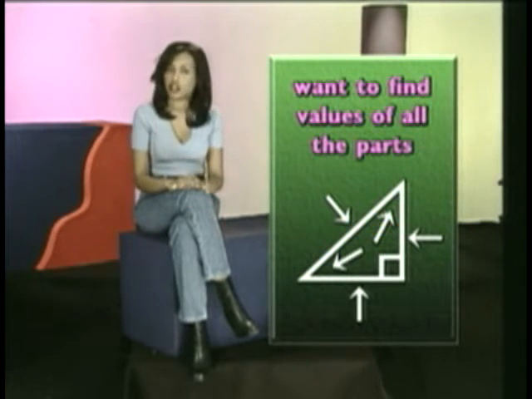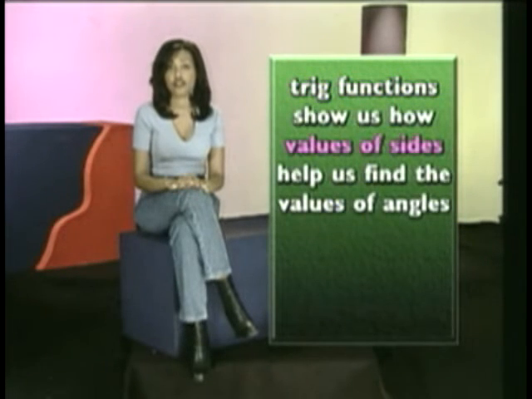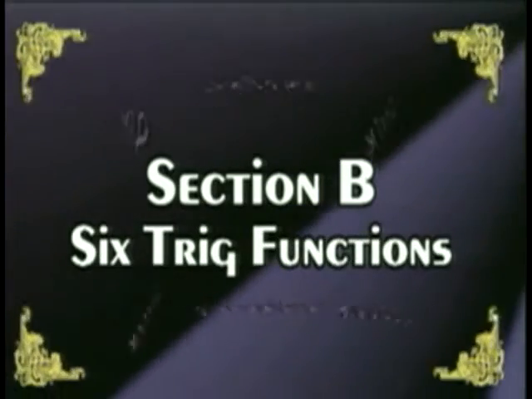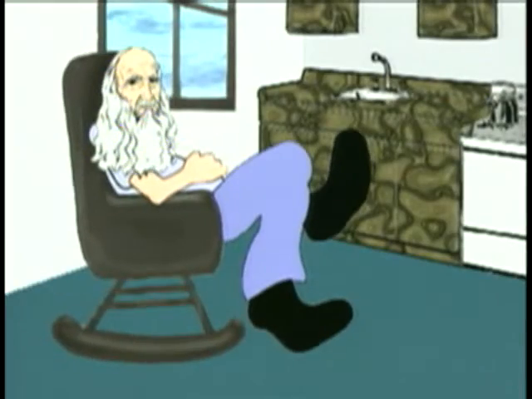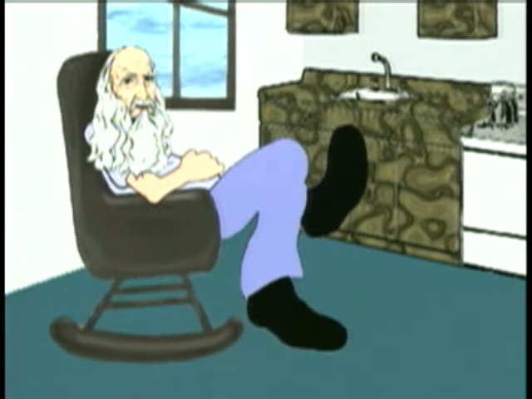The trig functions we'll be looking at next will show us how the values of the sides can help us find the values of the angles in a triangle. Section B, 6 trig functions. Oh, good. Functions? They don't have any. That's their whole problem.